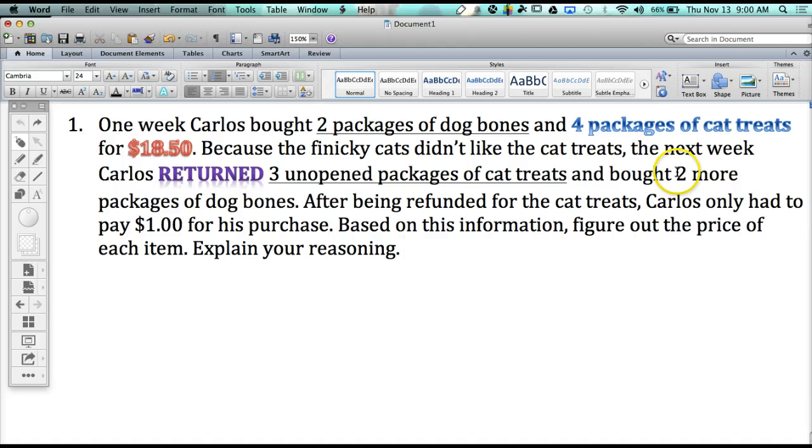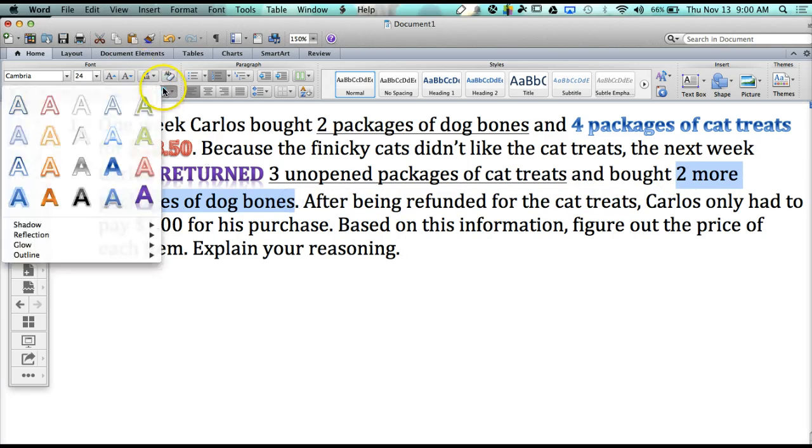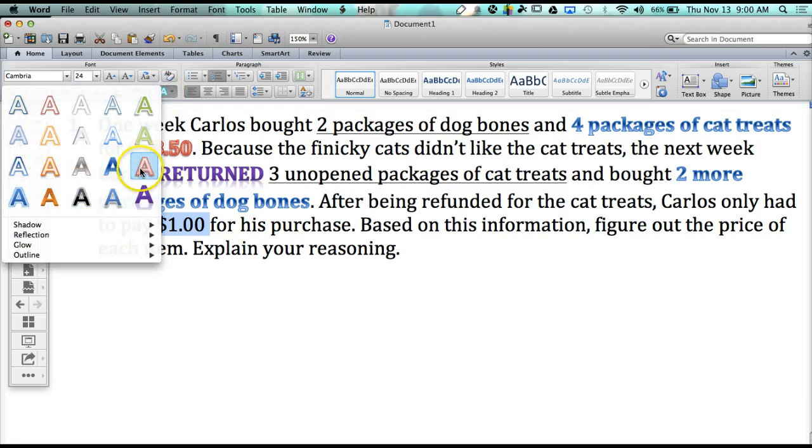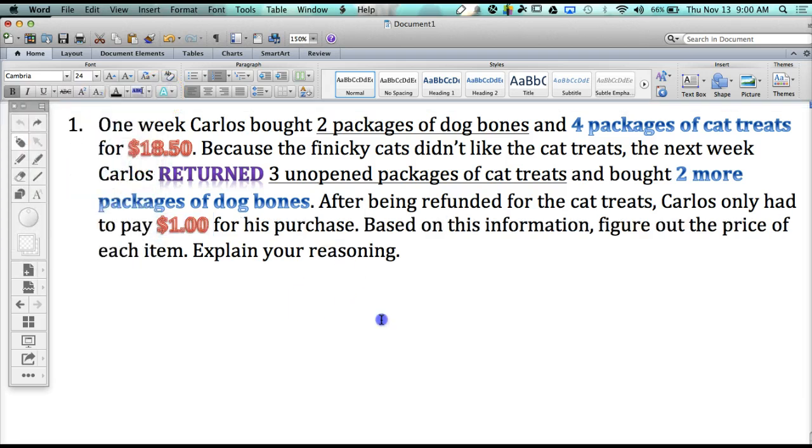And then bought 2 more packages of dog bones. Okay, that is quite important, isn't it? I hope I'm using the right one. After being refunded for the cat treats, Carlos only had to pay $1. Okay, that's kind of important, isn't it? Because it has to do with money. Okay, now based on this information, figure out the price of each item, and then you have to explain your reasoning. Okay, so let's take a look over here.